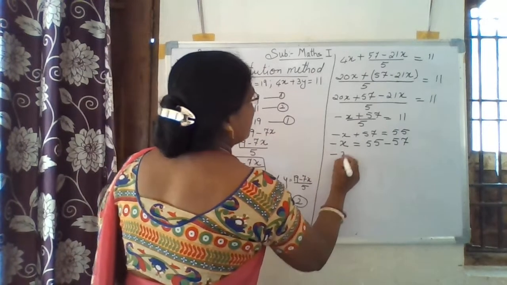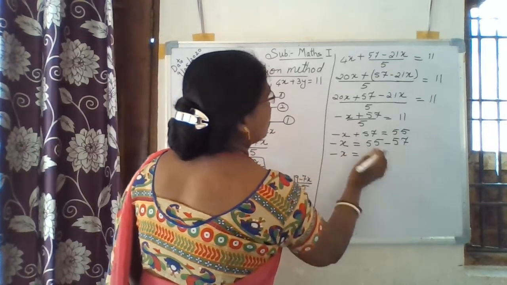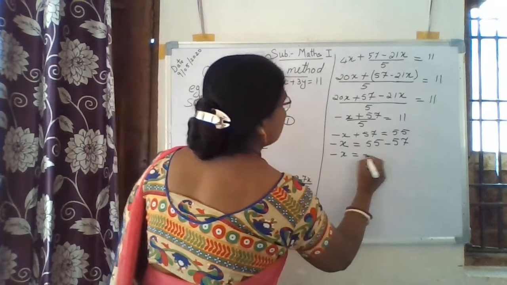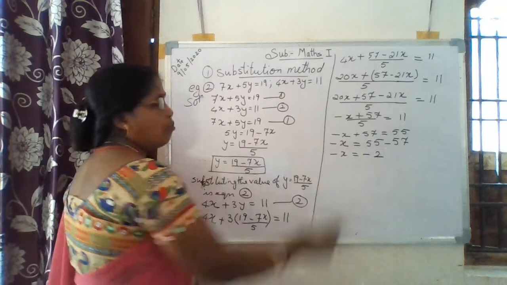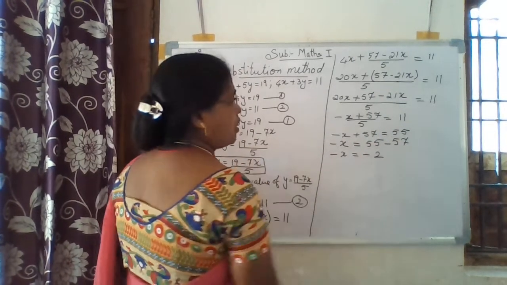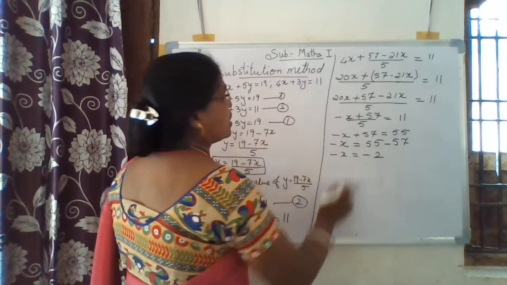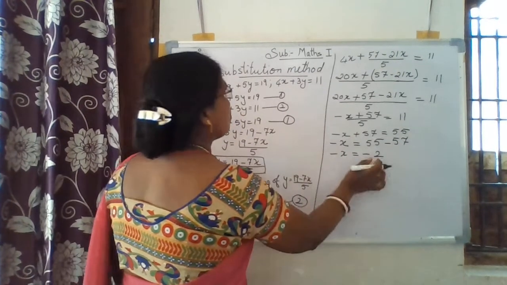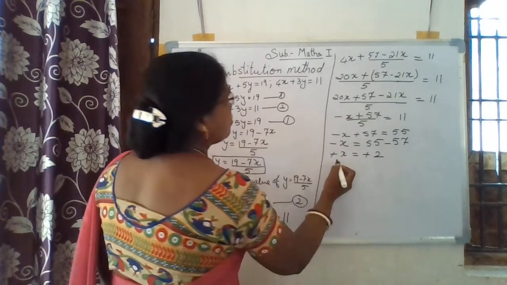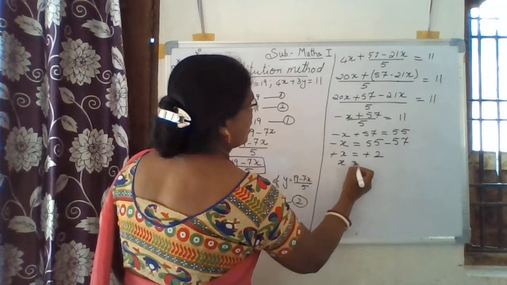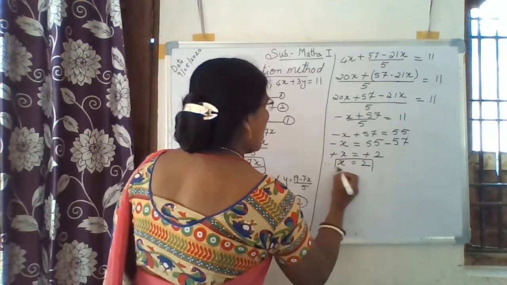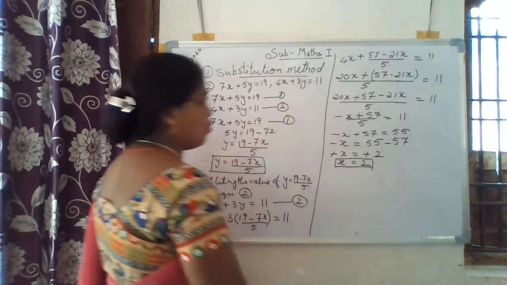So minus x is equal to, if we solve this, 55 minus 57 is equal to minus 2. Both the numbers have different signs. Subtract the smaller number from the greater one and put the sign of the greater number. So minus x is equal to minus 2. From both sides cancel this minus, minus. Therefore now we get x is equal to 2. So therefore we have got the value of x as 2.